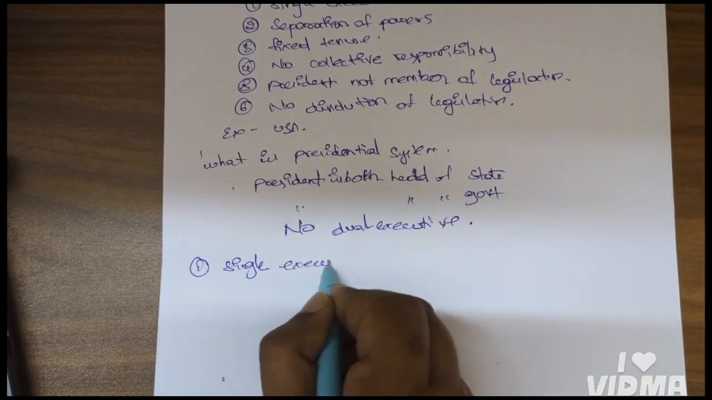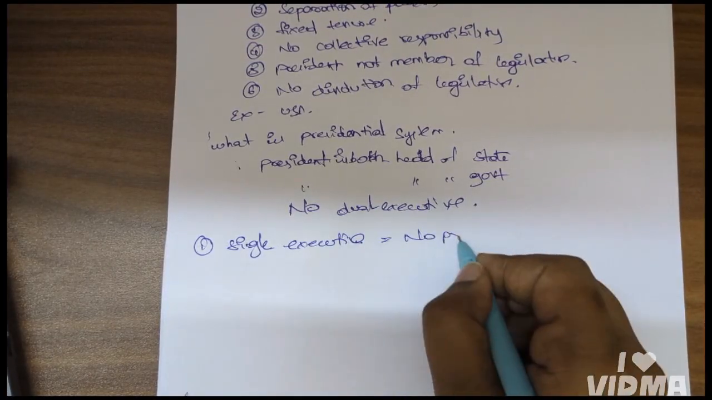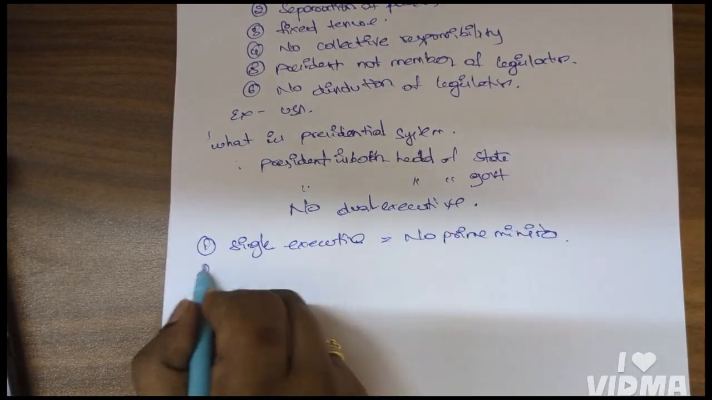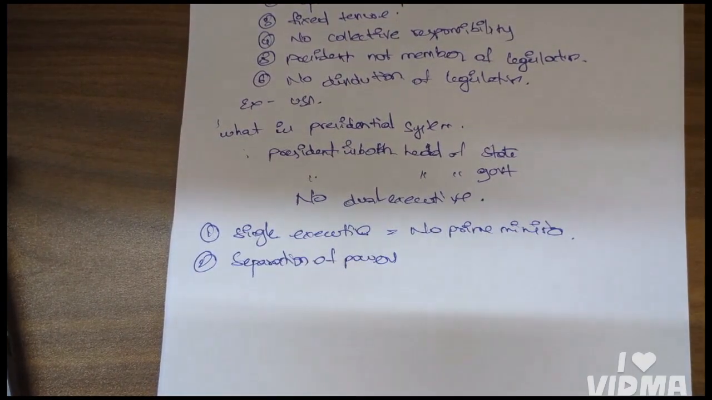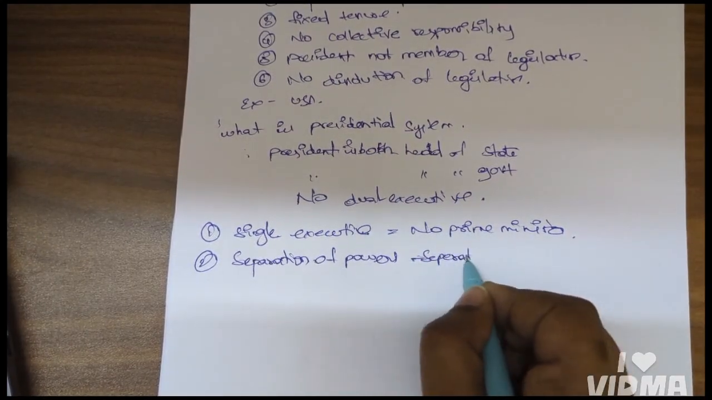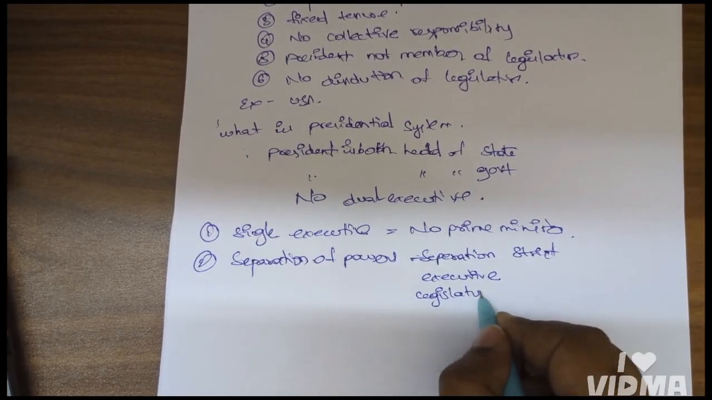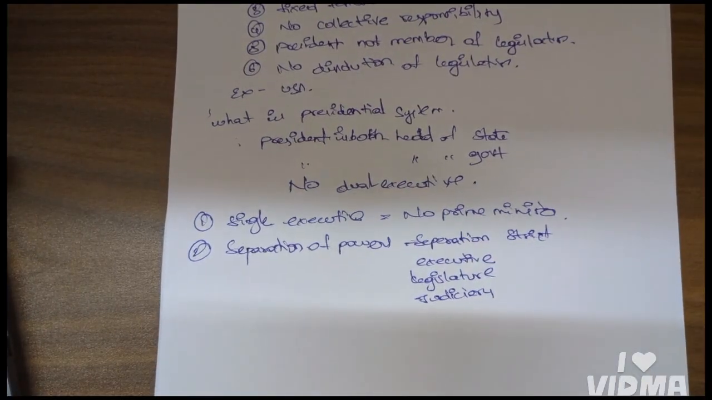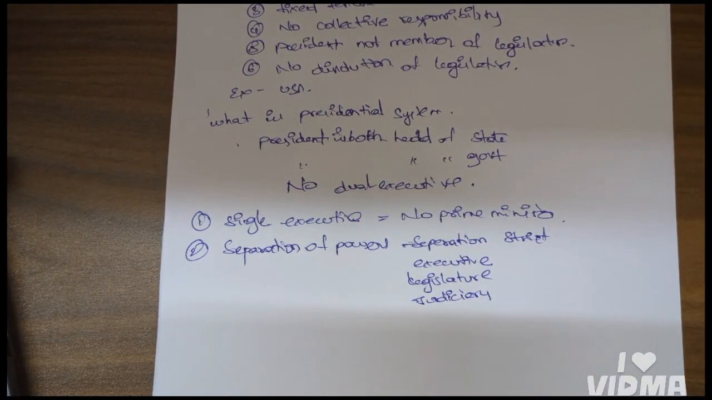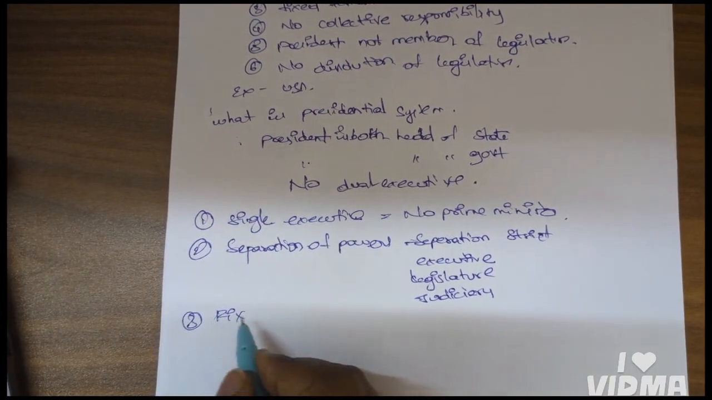First, single executive. In presidential system, as we discussed, the president is the real executive authority. There is no prime minister, and all executive powers are concentrated in one elected individual. Next, separation of powers. This is the core principle. There is a strict separation between the executive, legislature, and judiciary. The president is not the member of the legislature. The ministers, secretaries in USA are not the members of the Congress. Okay, this ensures independence but reduces direct accountability. So this is the entire opposite of the parliamentary system where executive is drawn from the legislature.